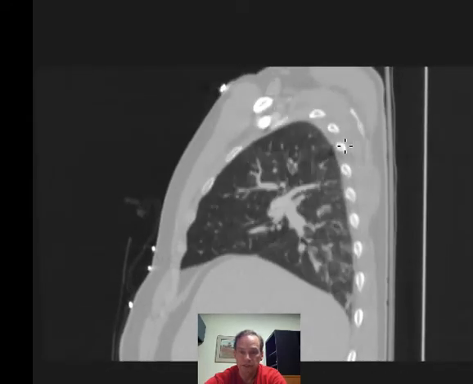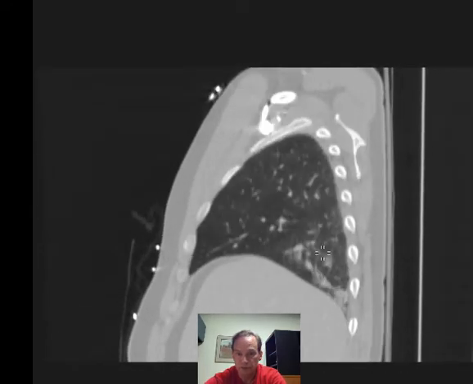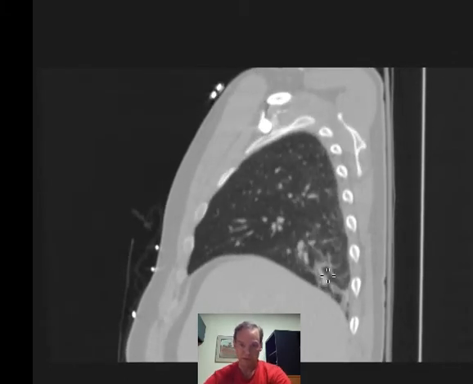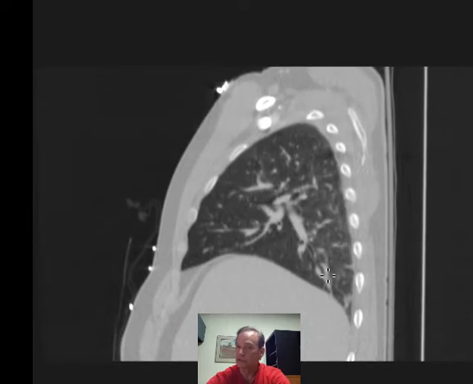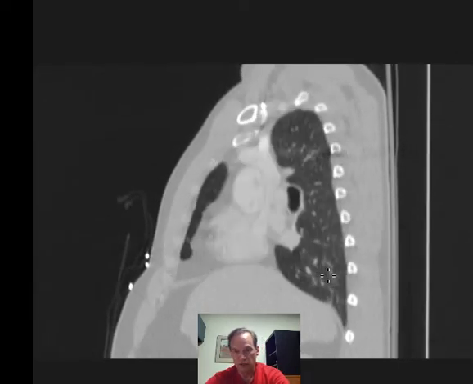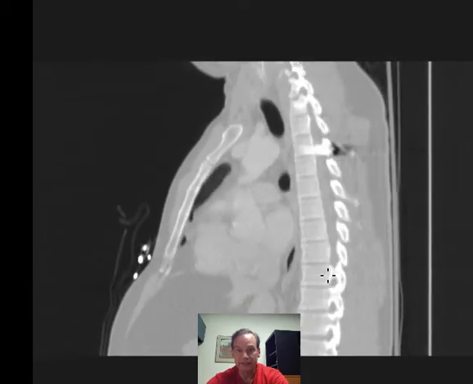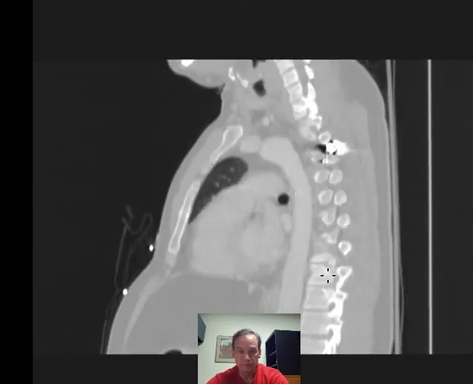Now let's go on the right side here. Looks good. A little bit of this is what mild plate atelectasis looks like. He's probably not ventilating too well, not able to take good inspirations because of all the trauma on the left side and the associated pain.